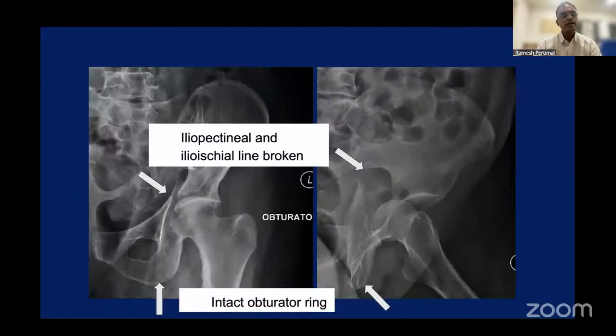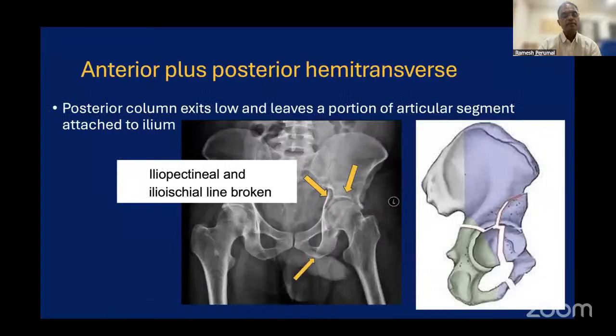So when you take a special view, you can see both the lines are broken, and sometimes in a transverse with posterior wall, the line may be intact. In a T-type fracture, the line is broken. So now we're coming on to the other part, which is the anterior column with posterior hemitransverse. Commonly, the anterior column with posterior hemitransverse and both column fractures, most of them will be overlapping. So it is an overlap.